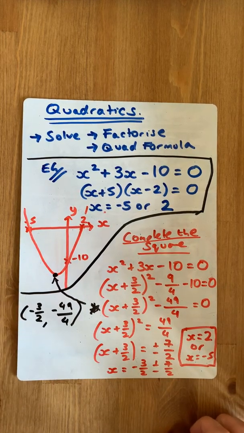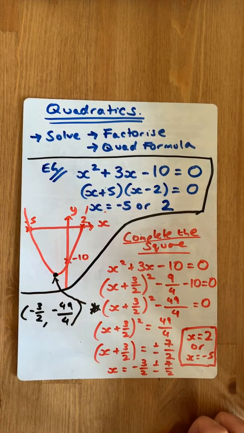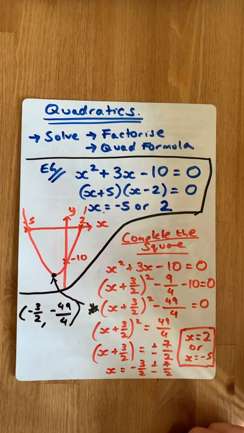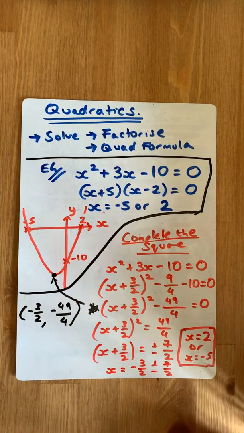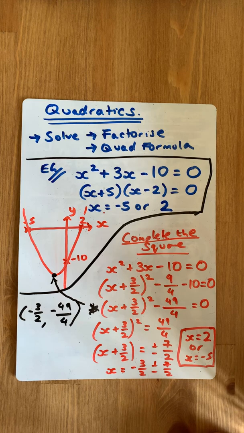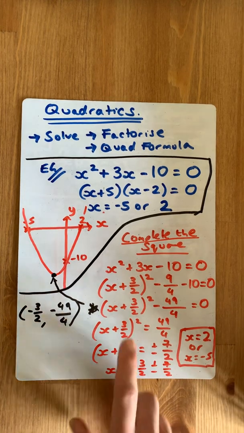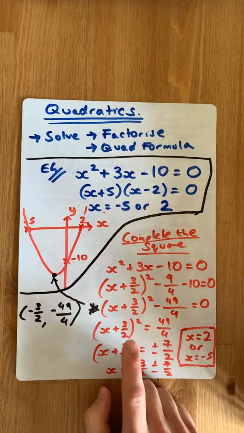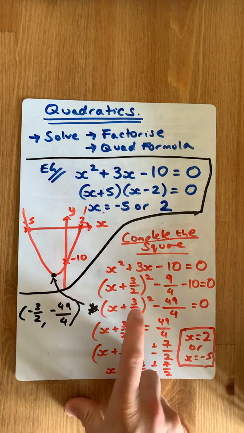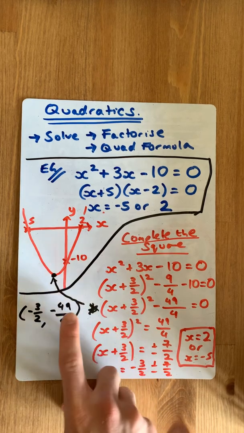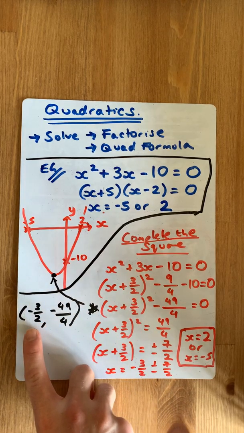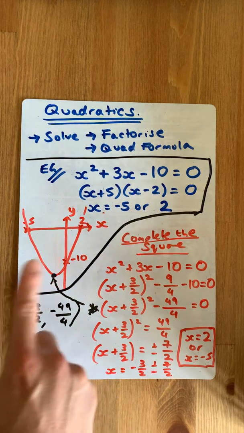Now, this is where I want to stop, and this is the extra bit which I just want to add into this discussion. At this stage, where I've just got to, that tells me my turning point. The turning point is really easy when we complete the square, and this is part of the reason why we'd want to complete the square. If we have 3 over 2 here, the x-coordinate of my turning point is the inverse of that. So it's going to be minus 3 over 2, the x-coordinate, which makes sense, doesn't it?